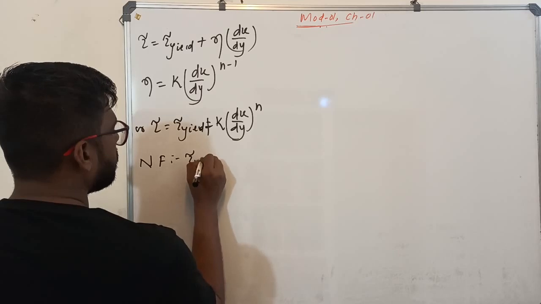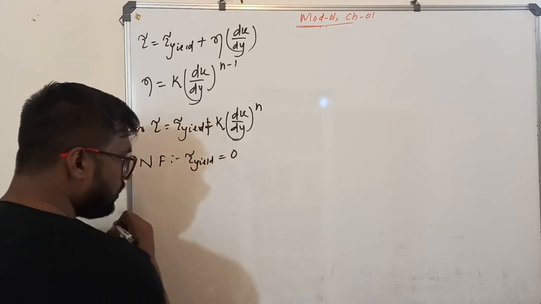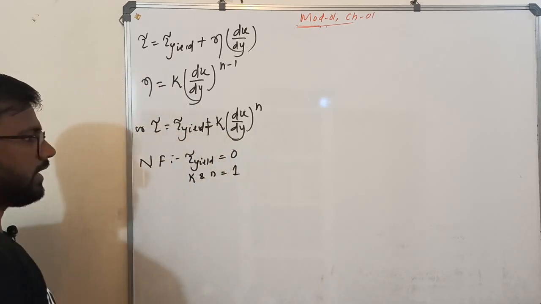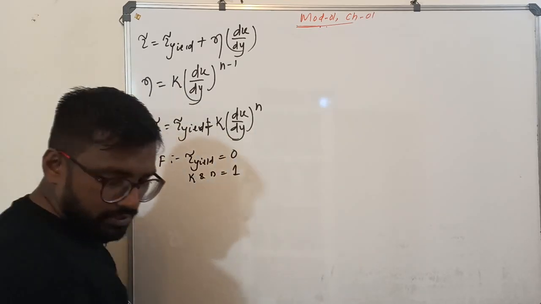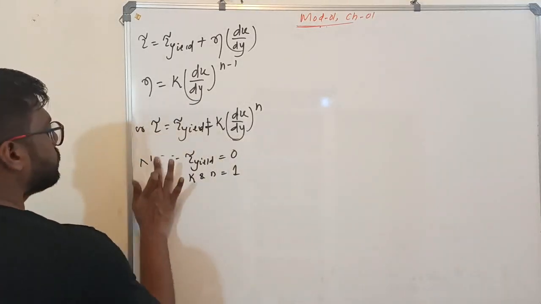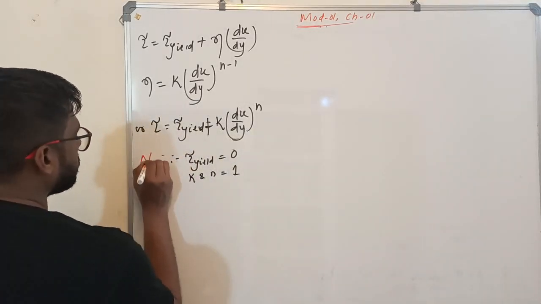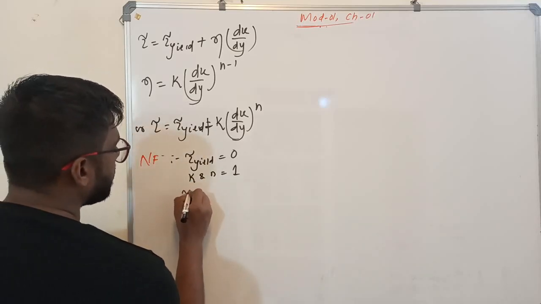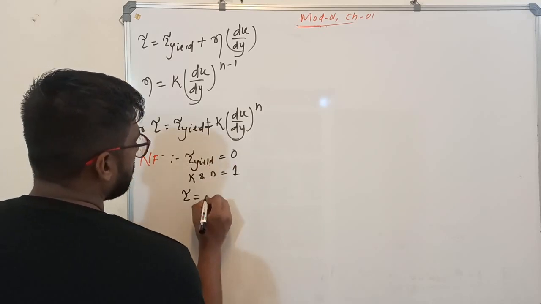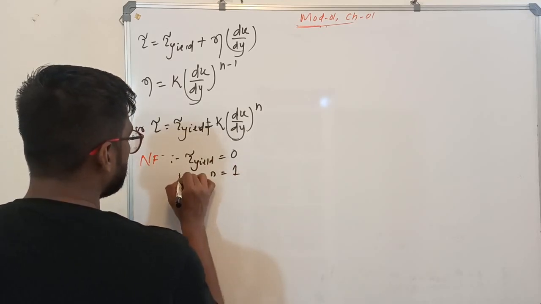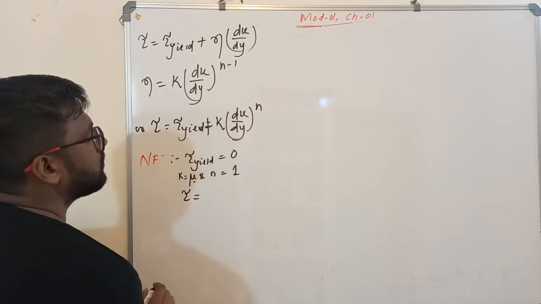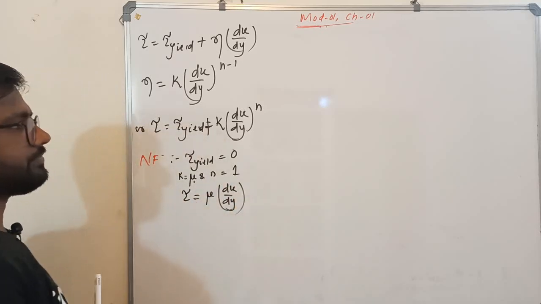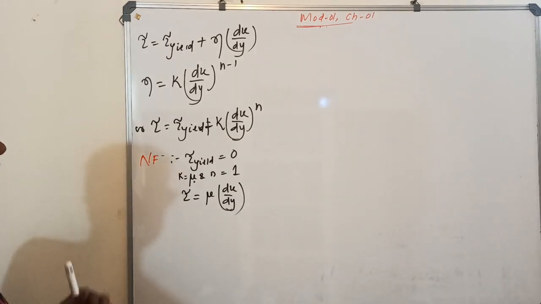For your Newtonian fluid, your tau yield is equal to 0, and k and n are 1. Which fluid? Newtonian fluid. So K and n equal to 1. So what is your equation, Vikram? Sir, my equation: tau is equal to, K is equal to mu and n equal to 1. So it became mu du by dy for your Newtonian fluid.